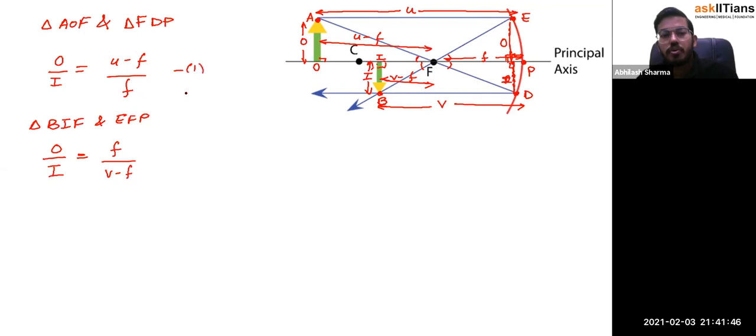So from equation number 1 and 2, their LHS is same, so should be their RHS. Let's equate their RHS. So U minus F by F is equal to F by V minus F. Cross multiply.